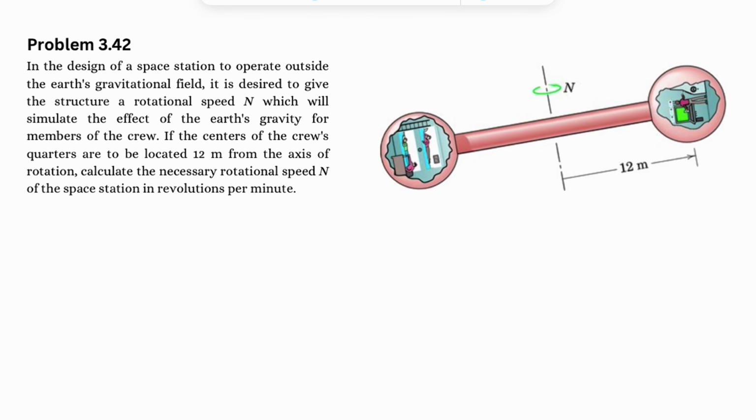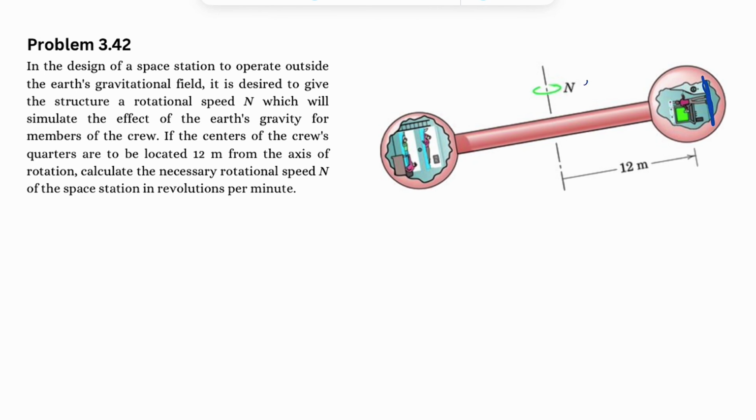It's going to be an interesting video in dynamics from Meriam textbook. We have, in the design of a space station to operate outside the Earth's gravitational field, it's desired to give the structure a rotational speed n, which will simulate the effect of the Earth's gravity for members of the crew. So basically we have this person that is standing up here.